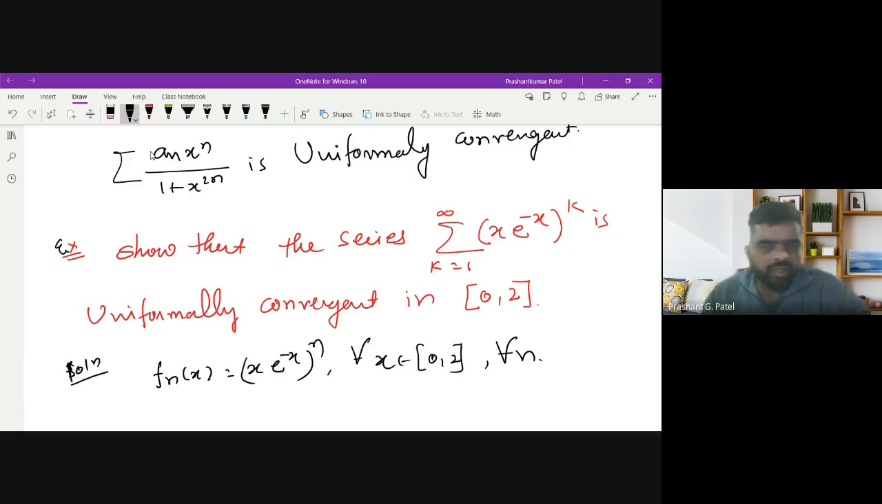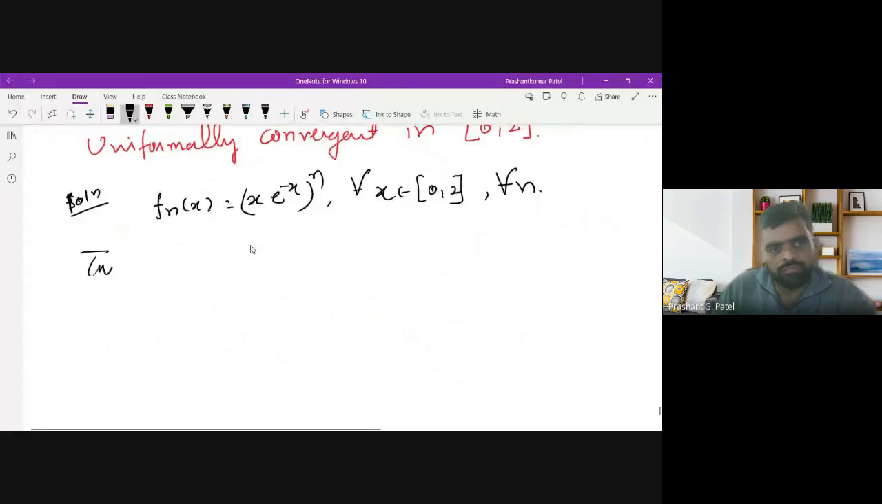So for that I may take g of x as a function which is x into e power x, for every x in the closed interval 0.